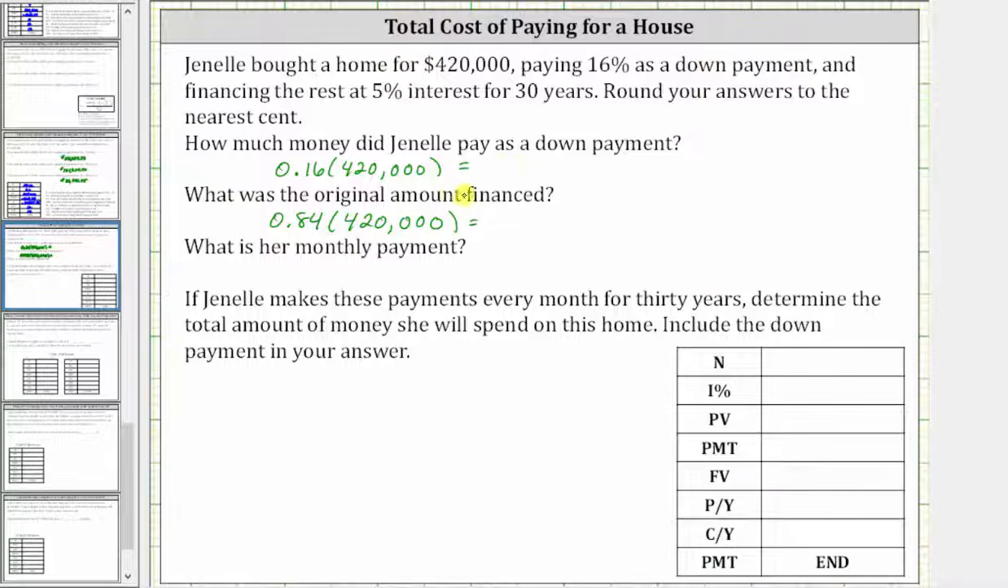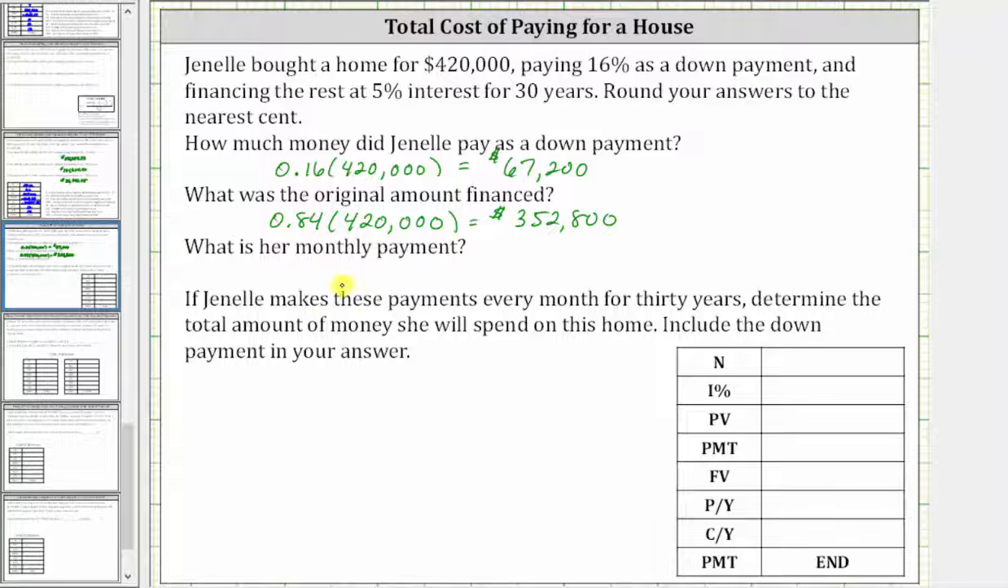The down payment of 16% is $67,200, and the amount financed is $352,800. The next question is, what is her monthly payment? To determine this, we will use the TVM solver on the TI-84.